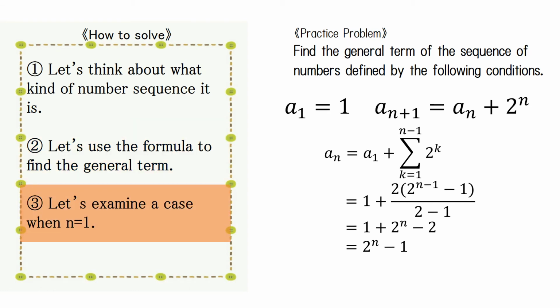Let's examine the case when n equals 1. Since the first term is 1, the expression also holds true when n equals 1. Therefore, the general term is a_n equals 2 to the power of n minus 1.